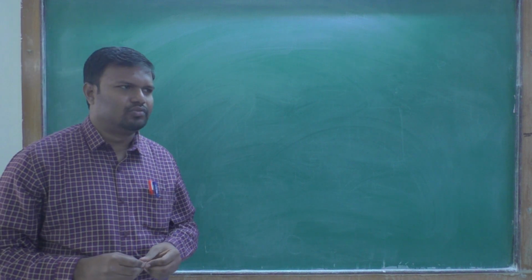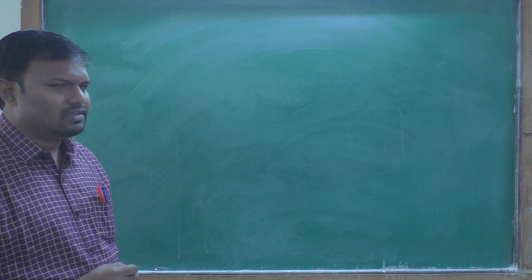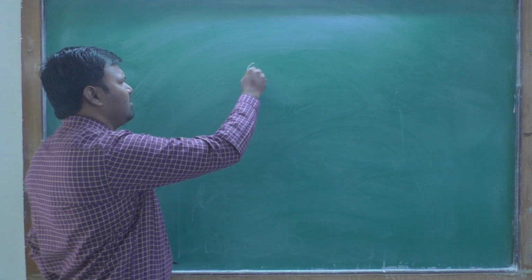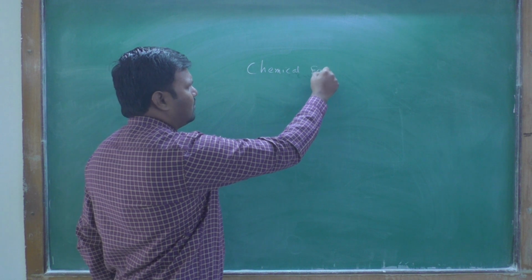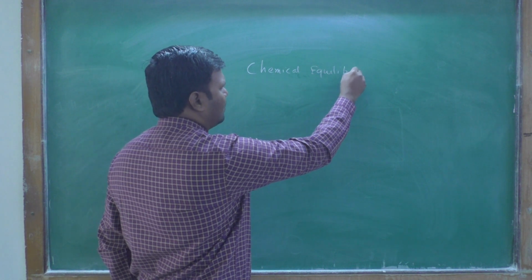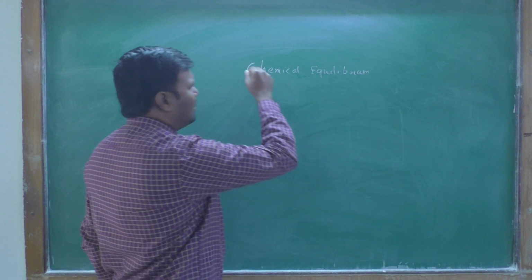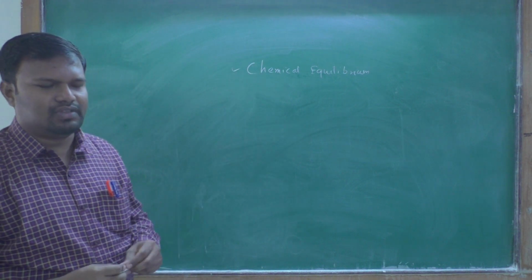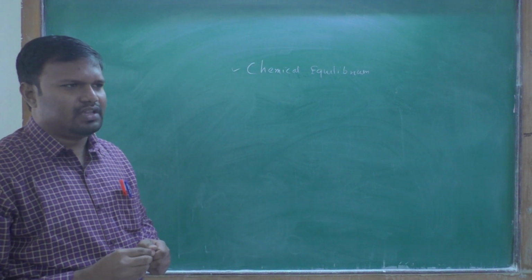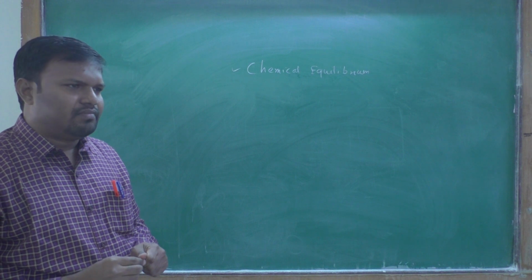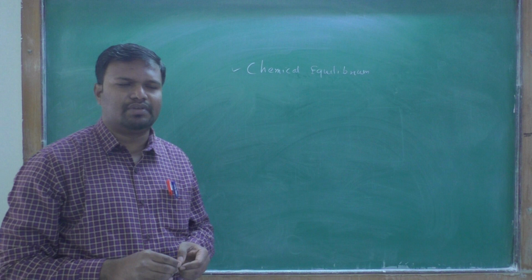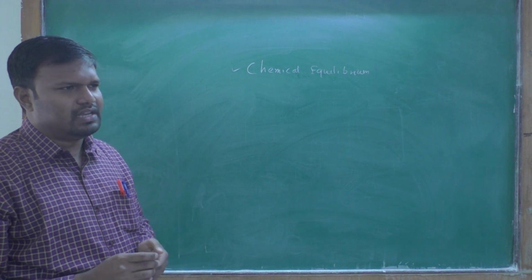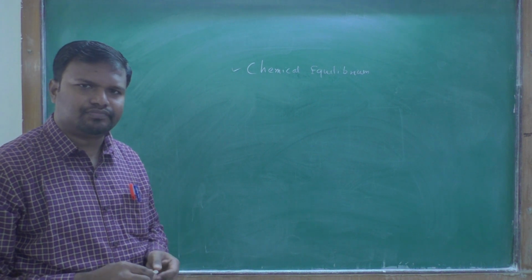Dear students, today we will start the new chapter, that is chemical equilibrium. In this chapter we will start with Gibbs free energy. By using the Gibbs free energy, we can predict the spontaneity of a process.